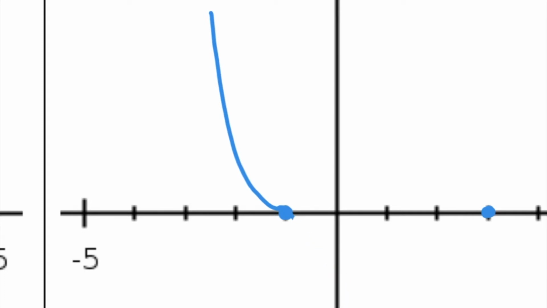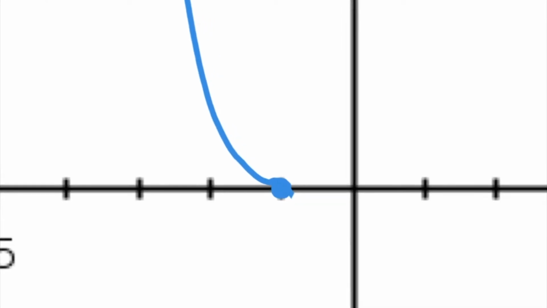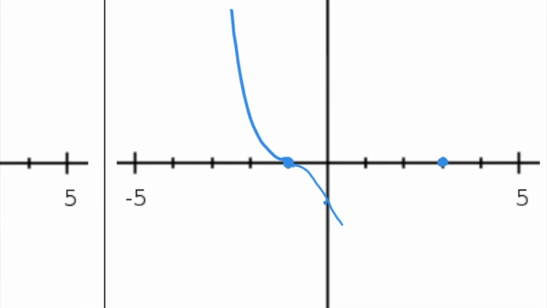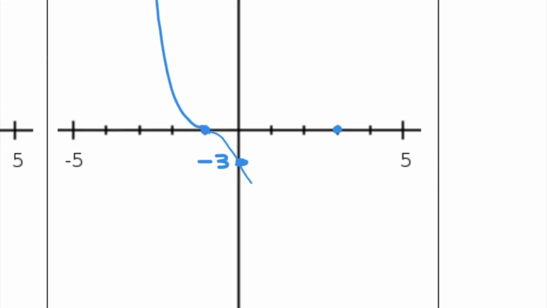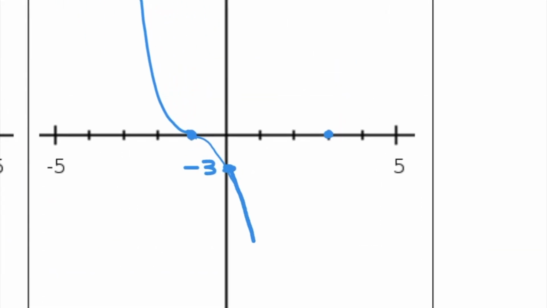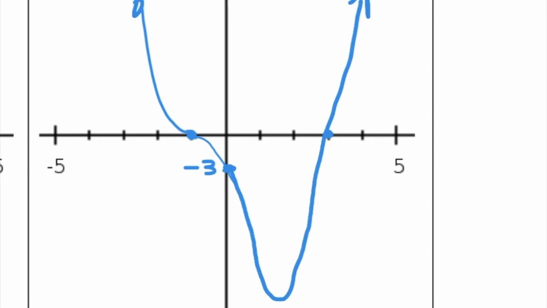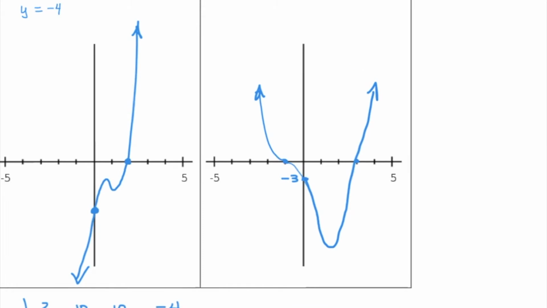I just have to draw it right. So anyway, let's try that again. So that's a little bit better. So y is -3. And then my minimum is way, way, way down there, and you're just not going to be able to draw it to scale. My end behavior, both ends are going up.